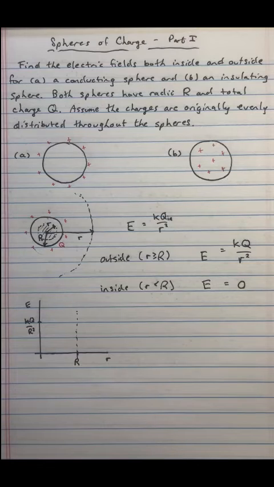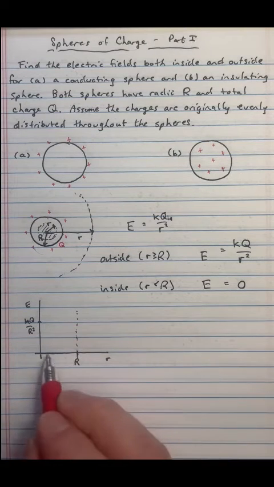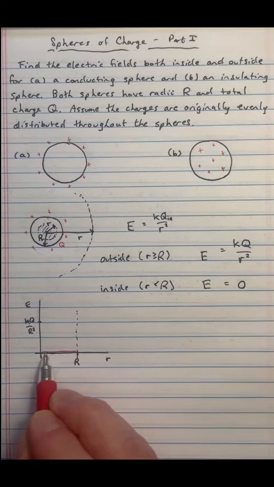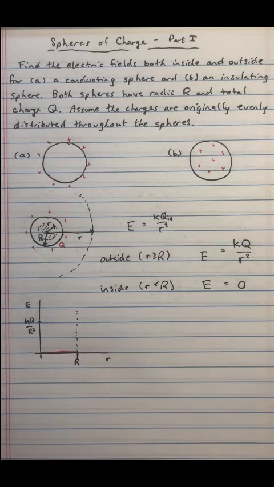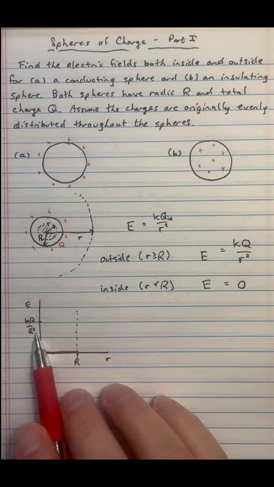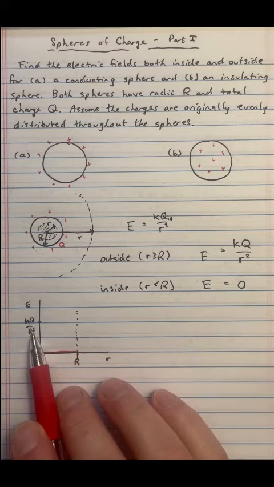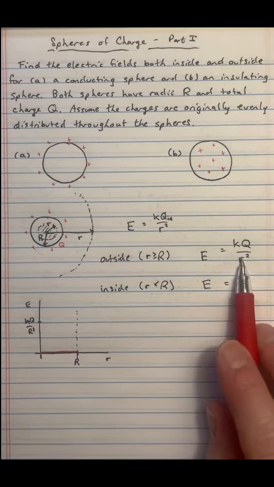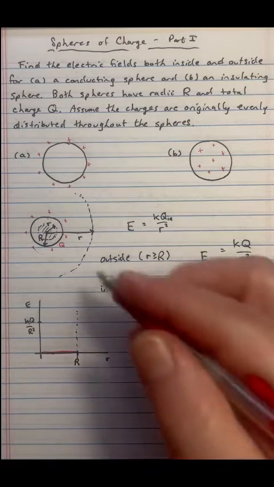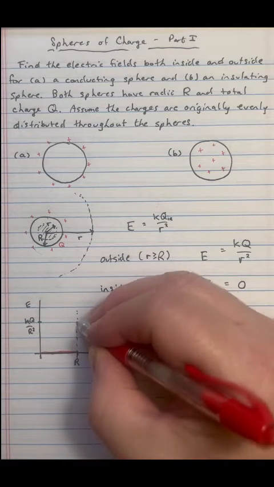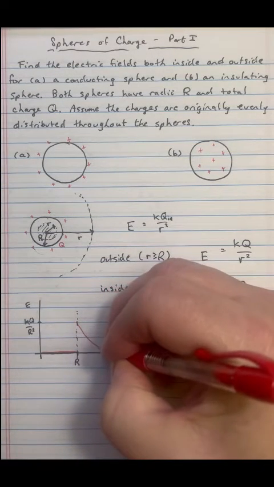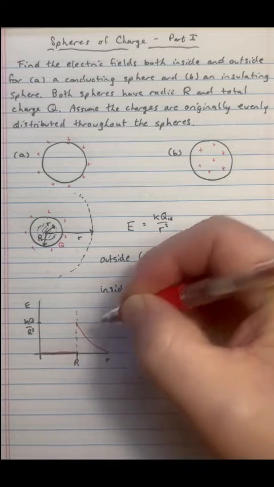The field has a value of 0, which I can illustrate something like this, all the way until we get to the radius of the sphere. At the radius of the sphere itself, where little r equals capital R, the capital R and little r are the same thing, and then from this point outward, the field drops off as the square of the distance. It looks something like that.